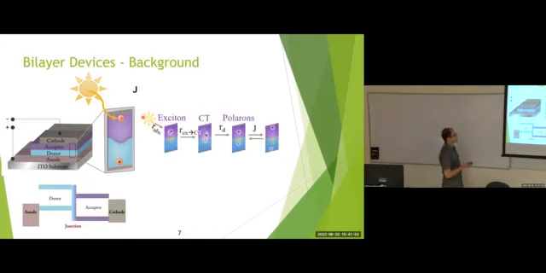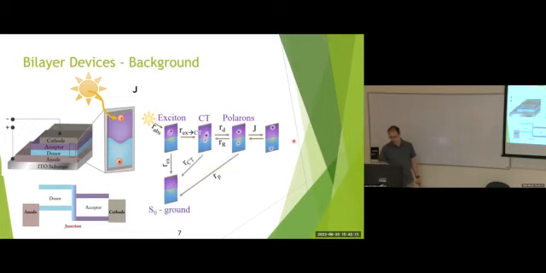So the desired processes here are to absorb light, form excitons, then the excitons should diffuse to the donor-acceptor interface, create a CT state. The CT state should dissociate to two polarons, and then we would transport and collect them to form the current. However, there are always loss mechanisms such as exciton decay and CT decay and recombination of polarons back to CT states or back to the ground state.